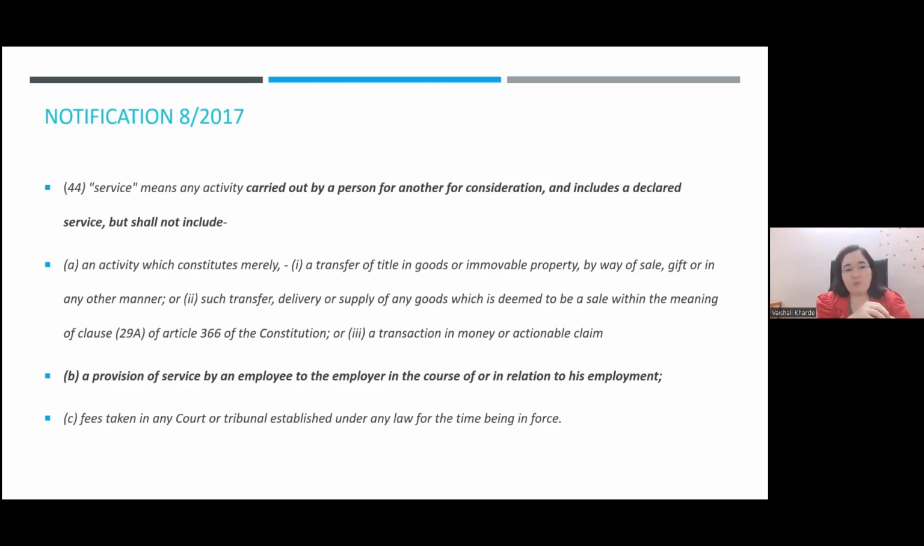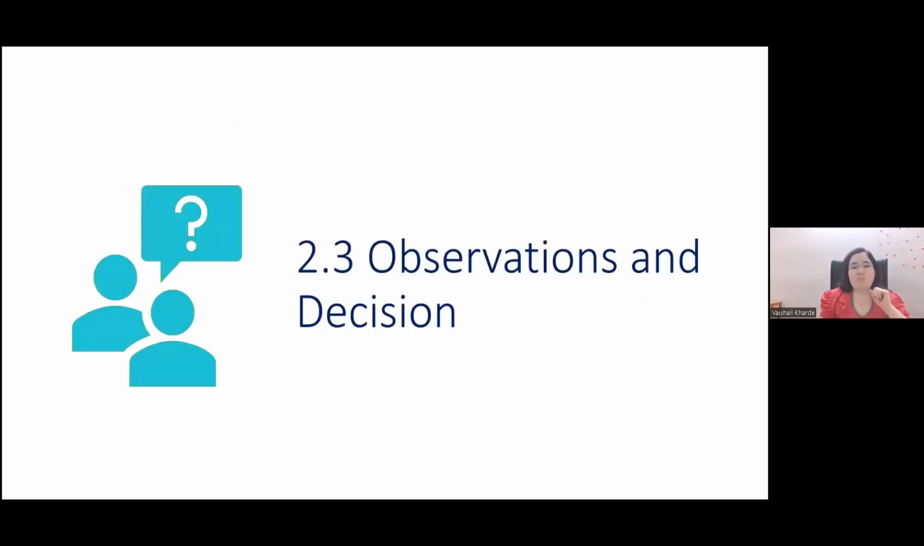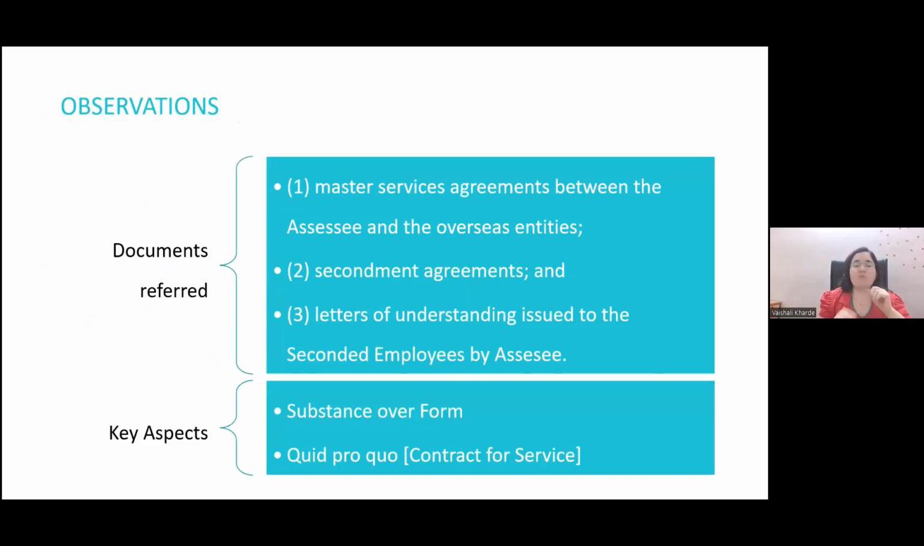So the major condition of the SSC is the provision of service by an employee to an employer in the course of or in relation to his employment. What are the observations? If we see the apex court decision, it is completely based on the agreement. So you can say substance over form. Even though we can say that there is a relation between the group company and the Indian company as employer and employee, the apex court has given the decision completely based on the agreement.